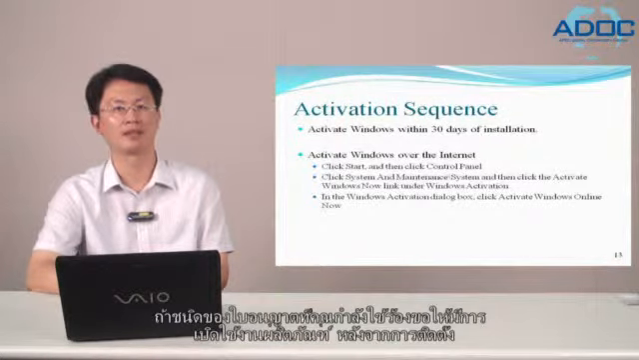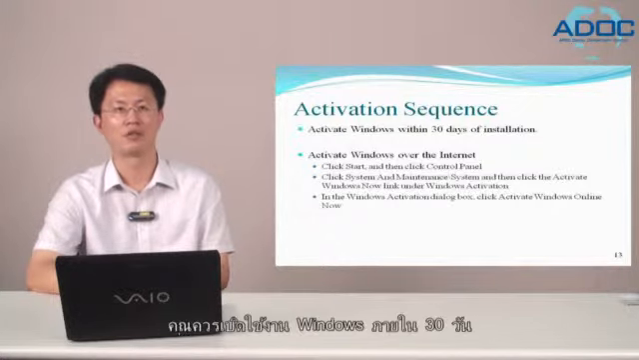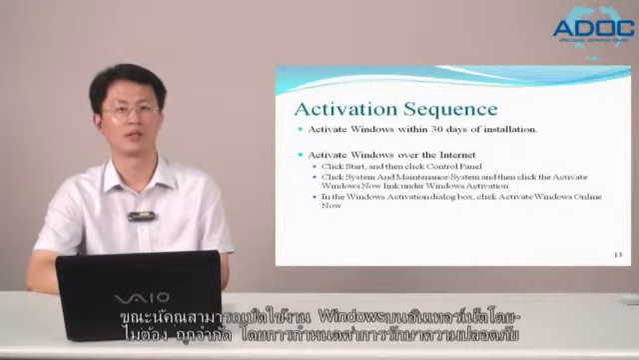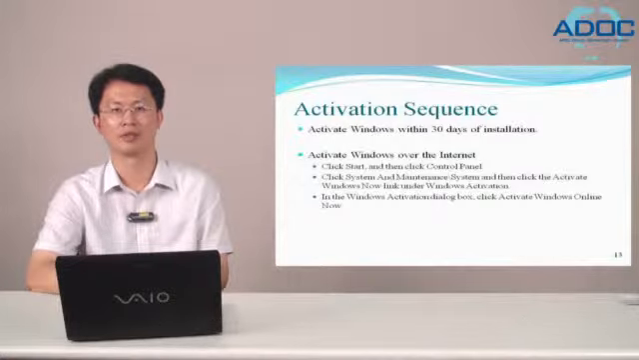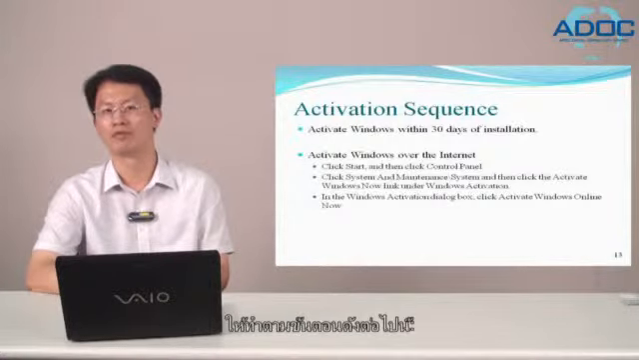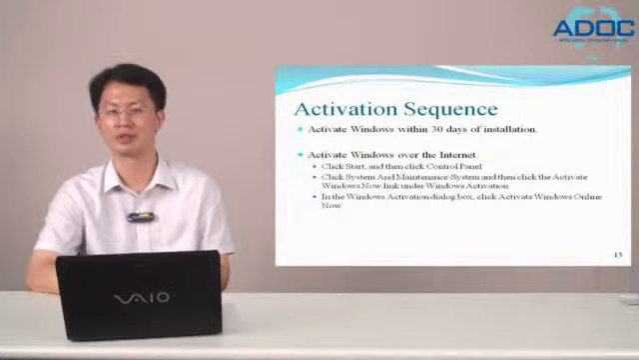If the type of licensing you are using requires product activation after installation, you should activate Windows within 30 days of installation. And you can now activate Windows over the internet without being restricted by the secure configurations. To do this, perform the following steps.